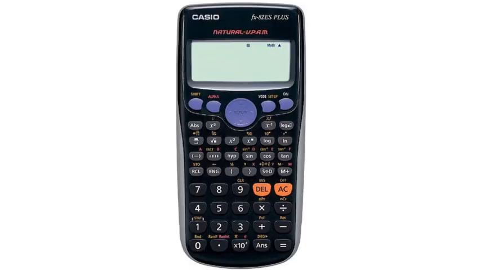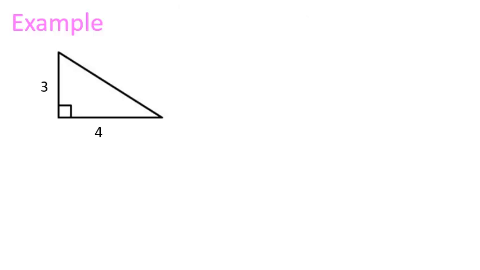Just a reminder from last lesson about where to find the buttons on your calculator. The squared button is here, and the square root button is this one here. We've already done practice using these. Alright, let's do an example.